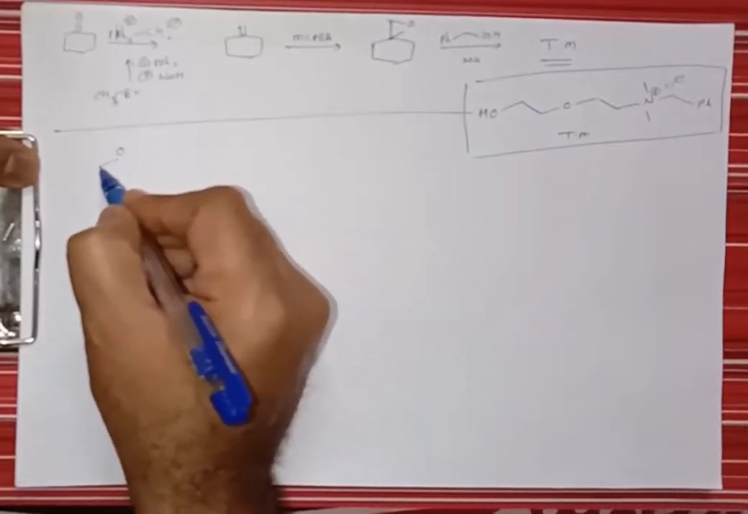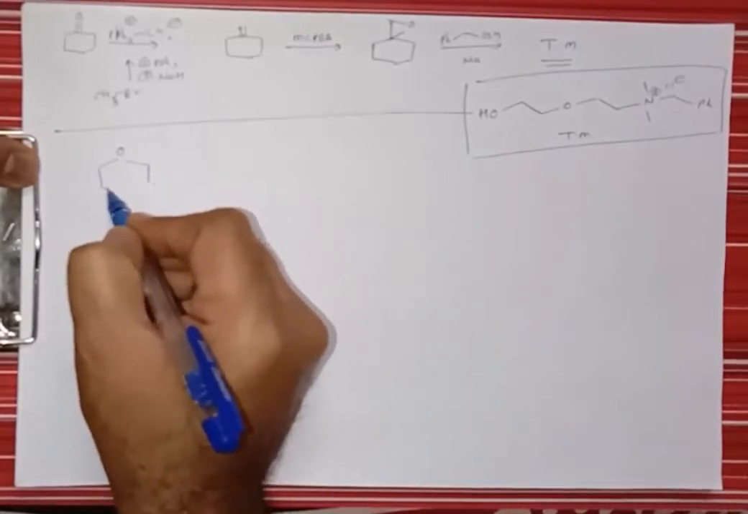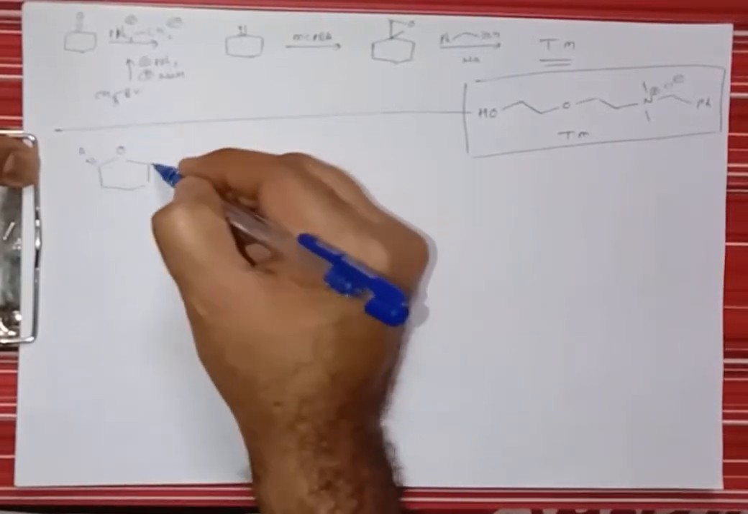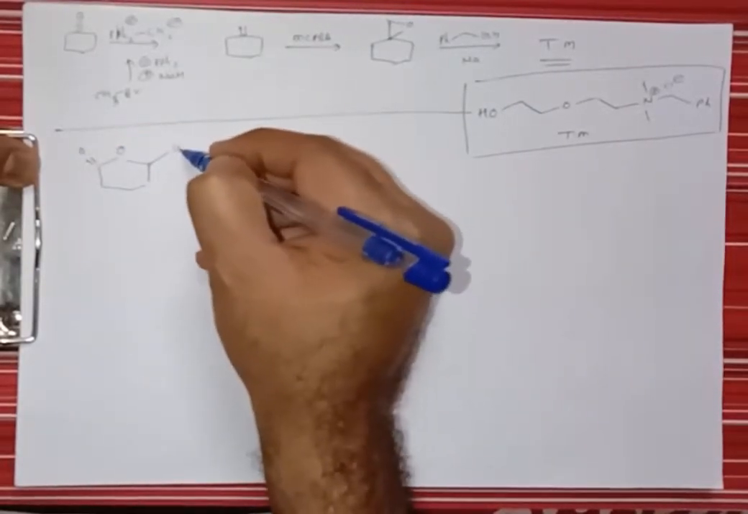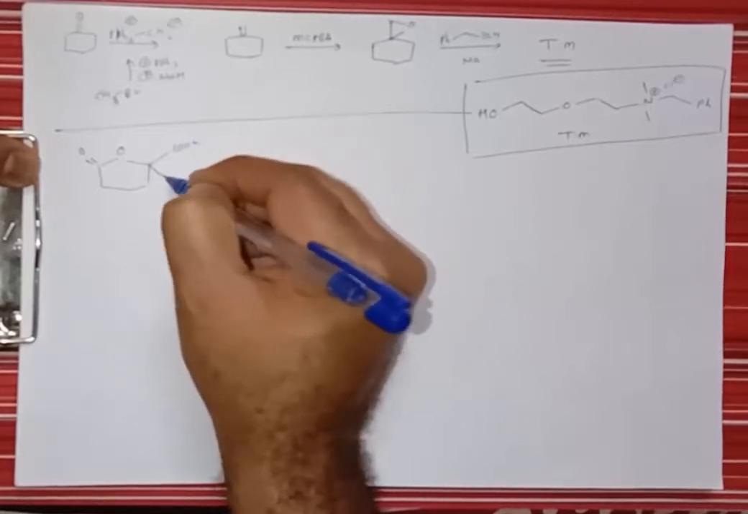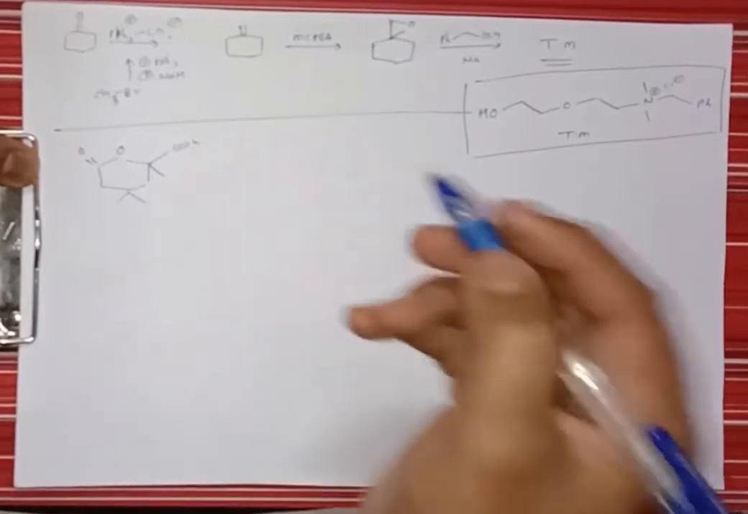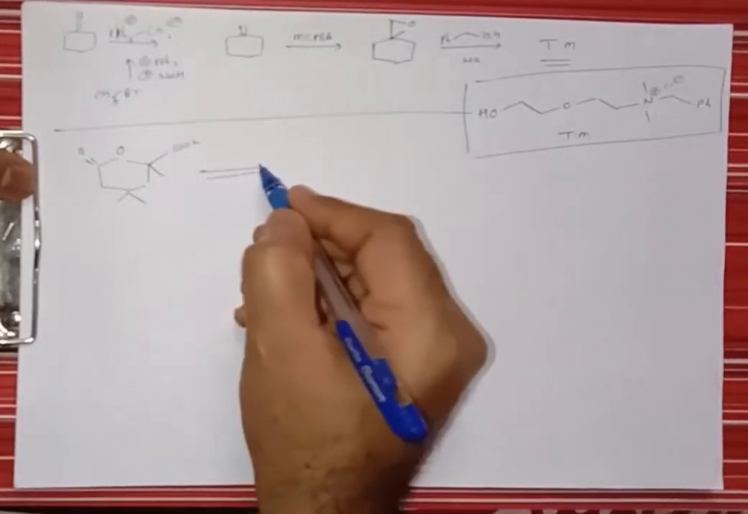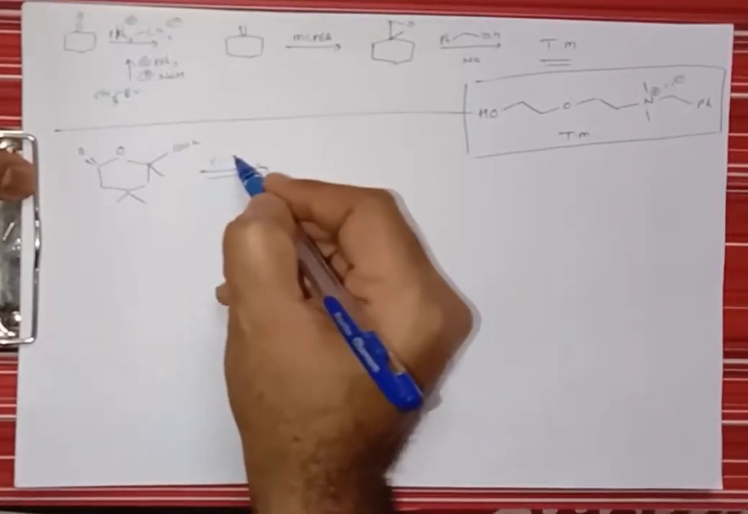Let us take one more example on illogical disconnection. It contains a cyclic system. Here is a cyclic ester along with a COOH functional group. Here is CH3 and here is CH3. So this is the molecule. This molecule can be easily broken because it contains a C-O bond.